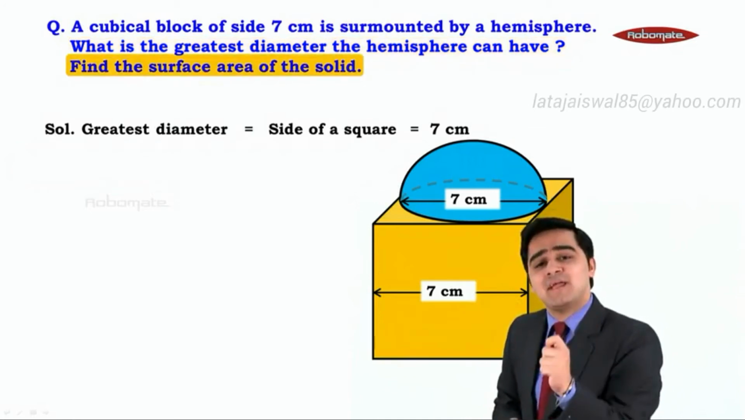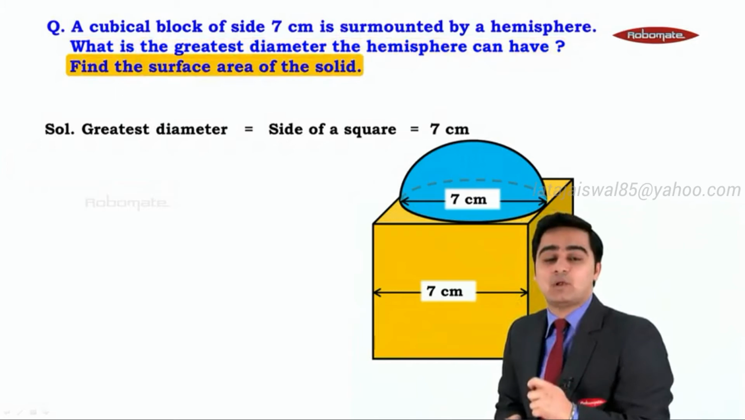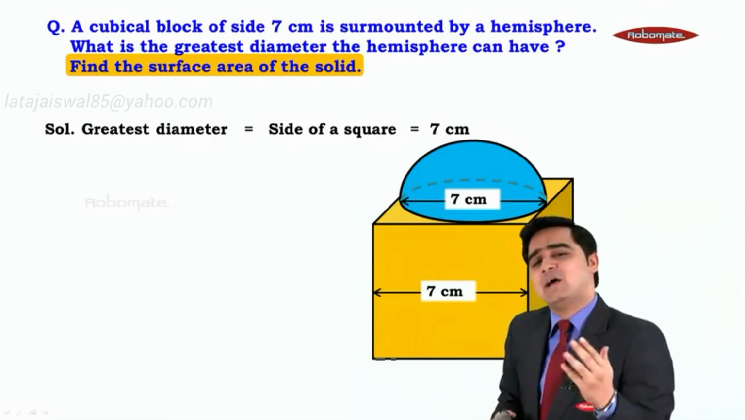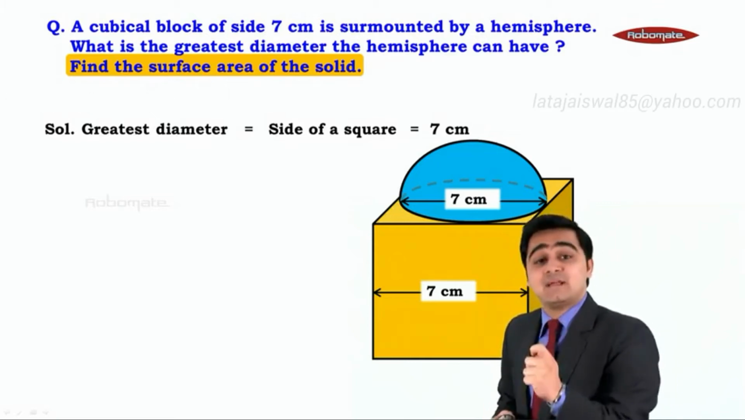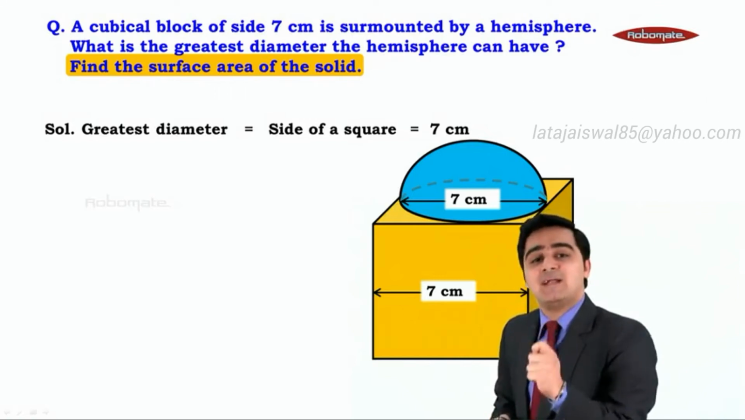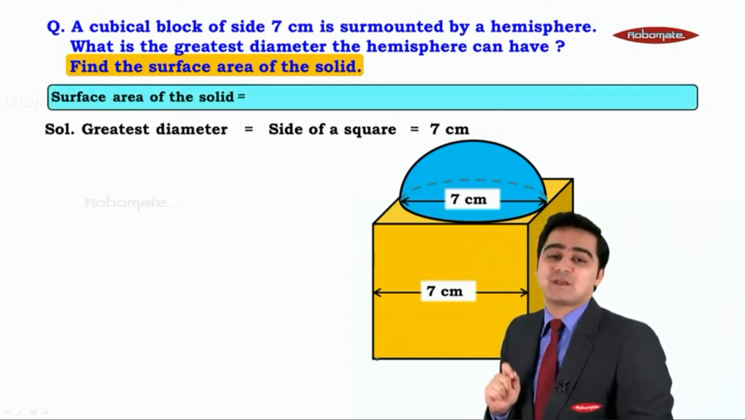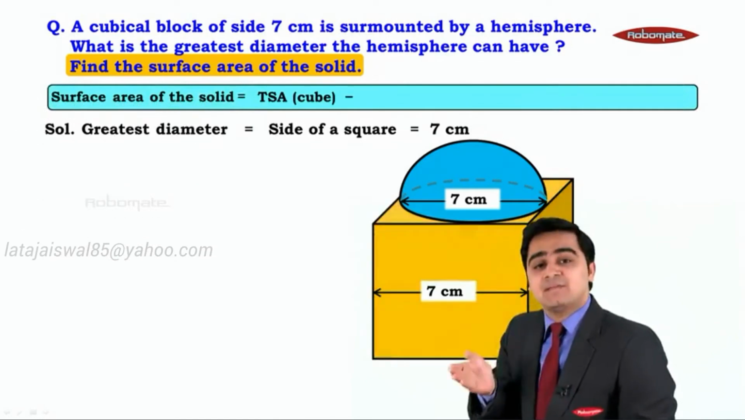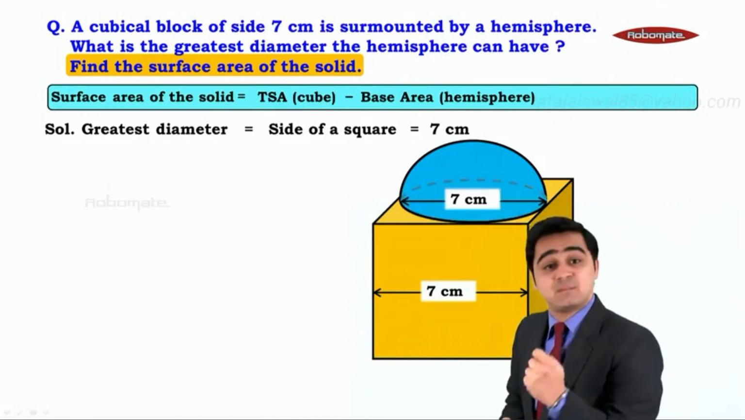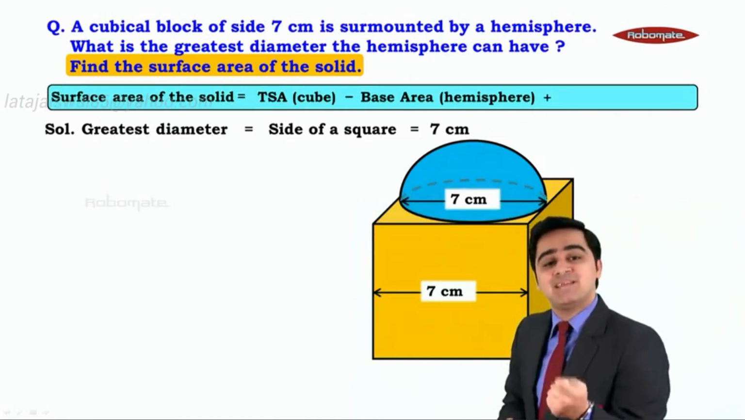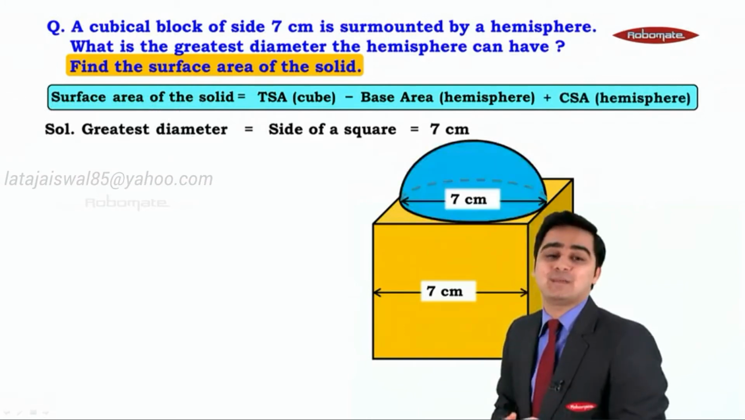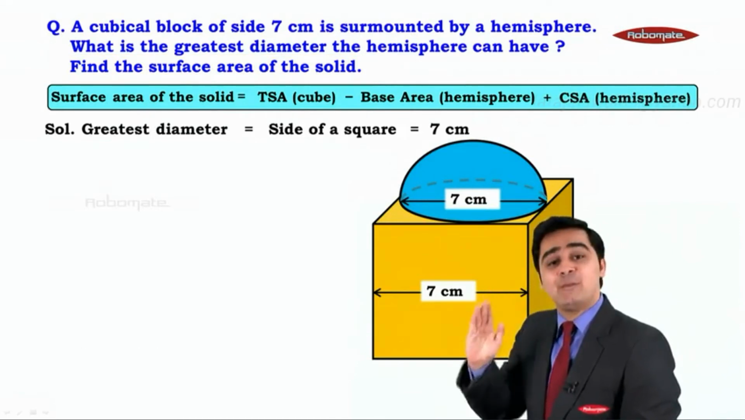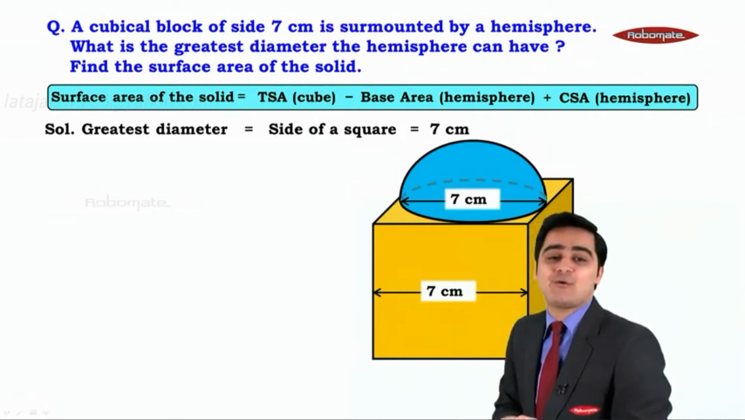Next, it says find the surface area of the entire solid. Now surface area simply means the addition of the areas of those surfaces which are visible from outside. We know that the entire solid is made of a cubical block and a hemisphere. So the surface area of the solid is equal to the total surface area of the entire cube minus the base area of the hemisphere, since this is something we cannot see from outside, plus the curved surface area of the hemisphere. Now to find the surface area of the solid, we need three things: the total surface area of the cube, the base area of the hemisphere and the curved surface area of the hemisphere.